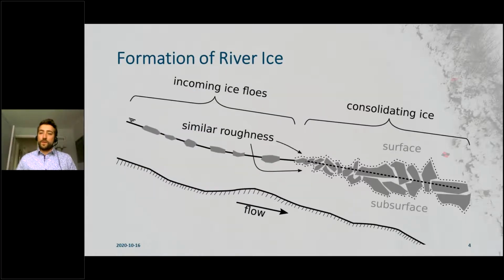If we could find a way to safely and accurately measure the surface of the ice and infer roughness that way, would it be able to tell us anything about the subsurface ice roughness? And that's the main question that I'm hoping to answer with this method and this research.